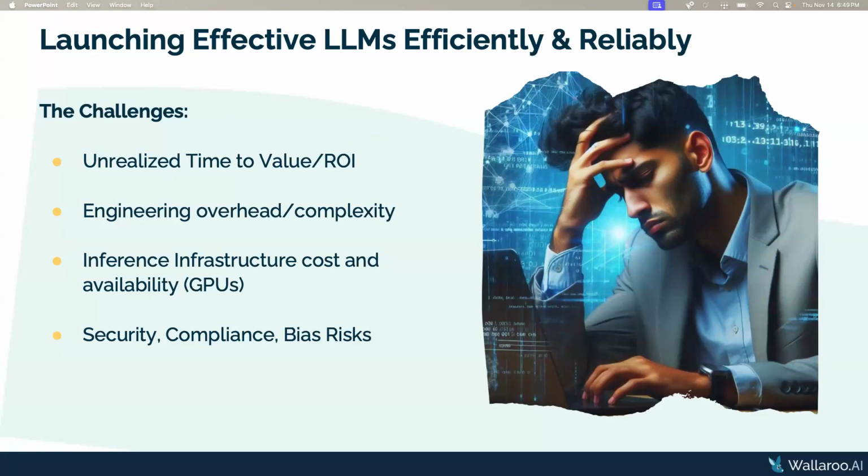A big one is infrastructure cost and availability. Everyone is interested in how big of a model you can get, how much hardware is needed to power that, and how fast exactly you can make it run. And so that's going to be one of the bigger themes that we'll talk about today. And then, of course, security, compliance, and bias risk.